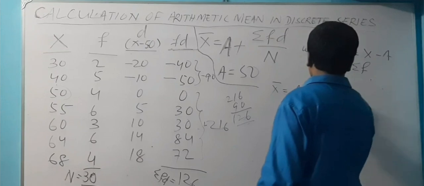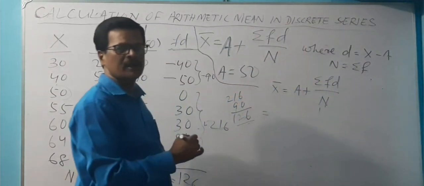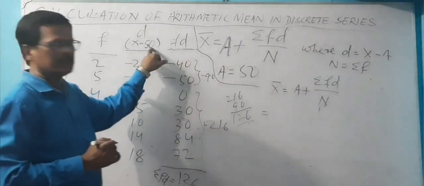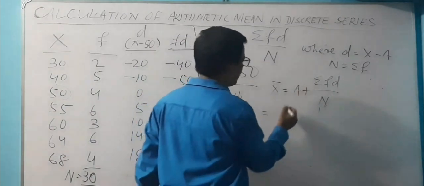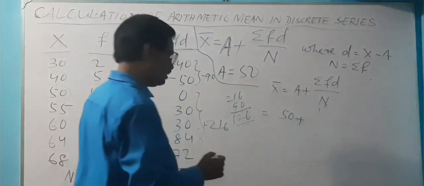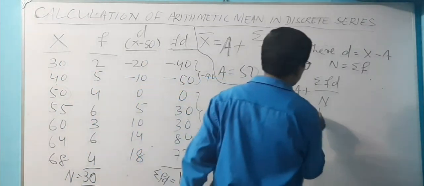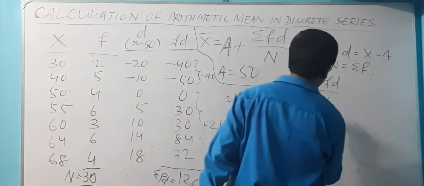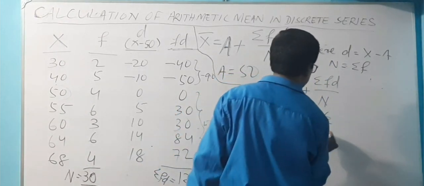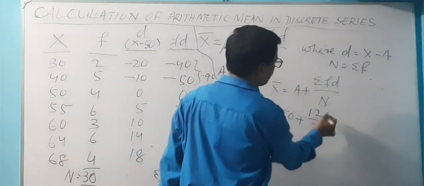A plus summation FD by n. That is equal to, what is A? A is 50. We have taken assumed mean as 50. So put the value of A. That is equal to 50 plus summation FD, how much? 126, by n. What is n? n is equal to 30. So that is equal to 50 plus 126 by 30.